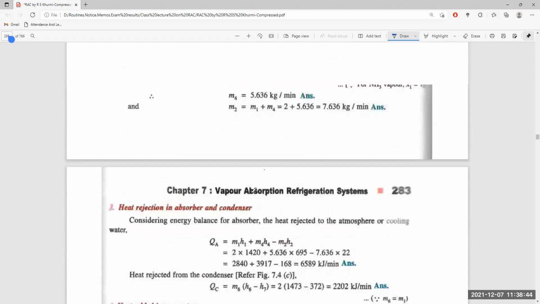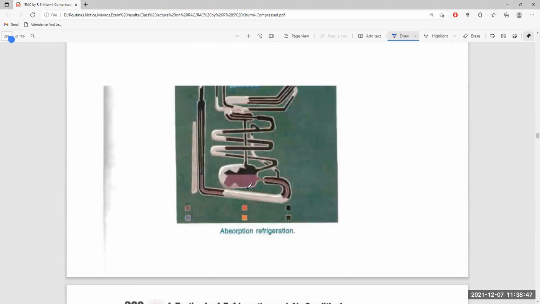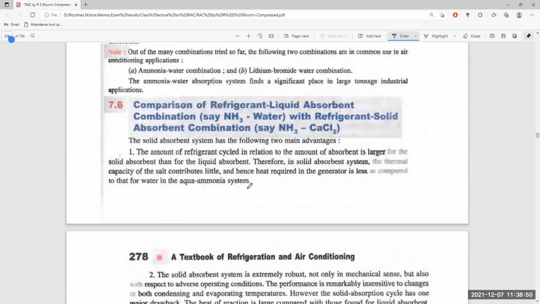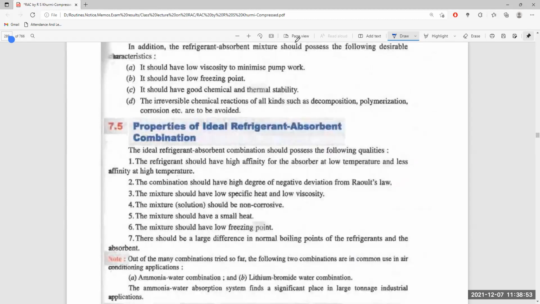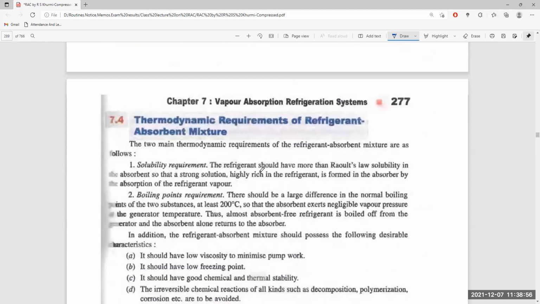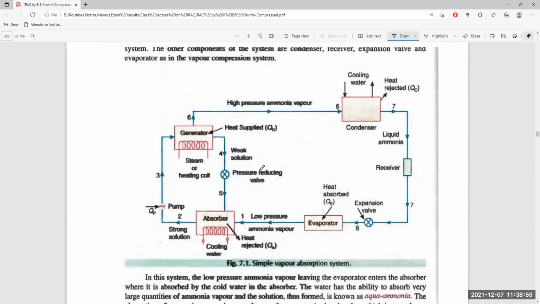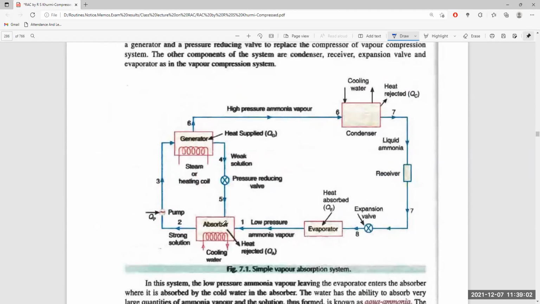So what is the schematic diagram here? This is the simple case because no other extension is being shown. This is the schematic diagram of the simple system. This is the absorber, and this is the evaporator from which the low pressure ammonia vapor comes to the absorber. There it is absorbed, and the strong solution goes to the generator through the pump, where it gets heated.